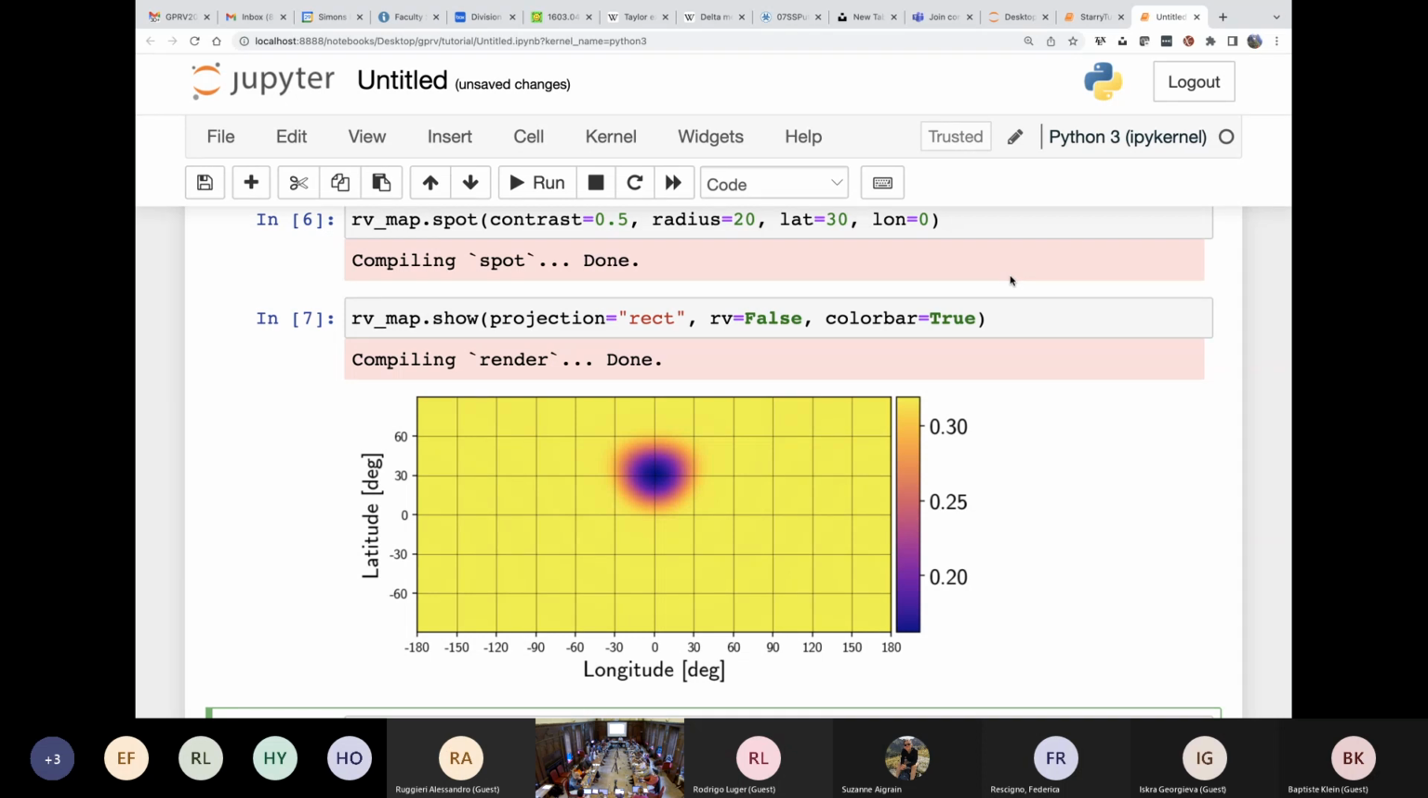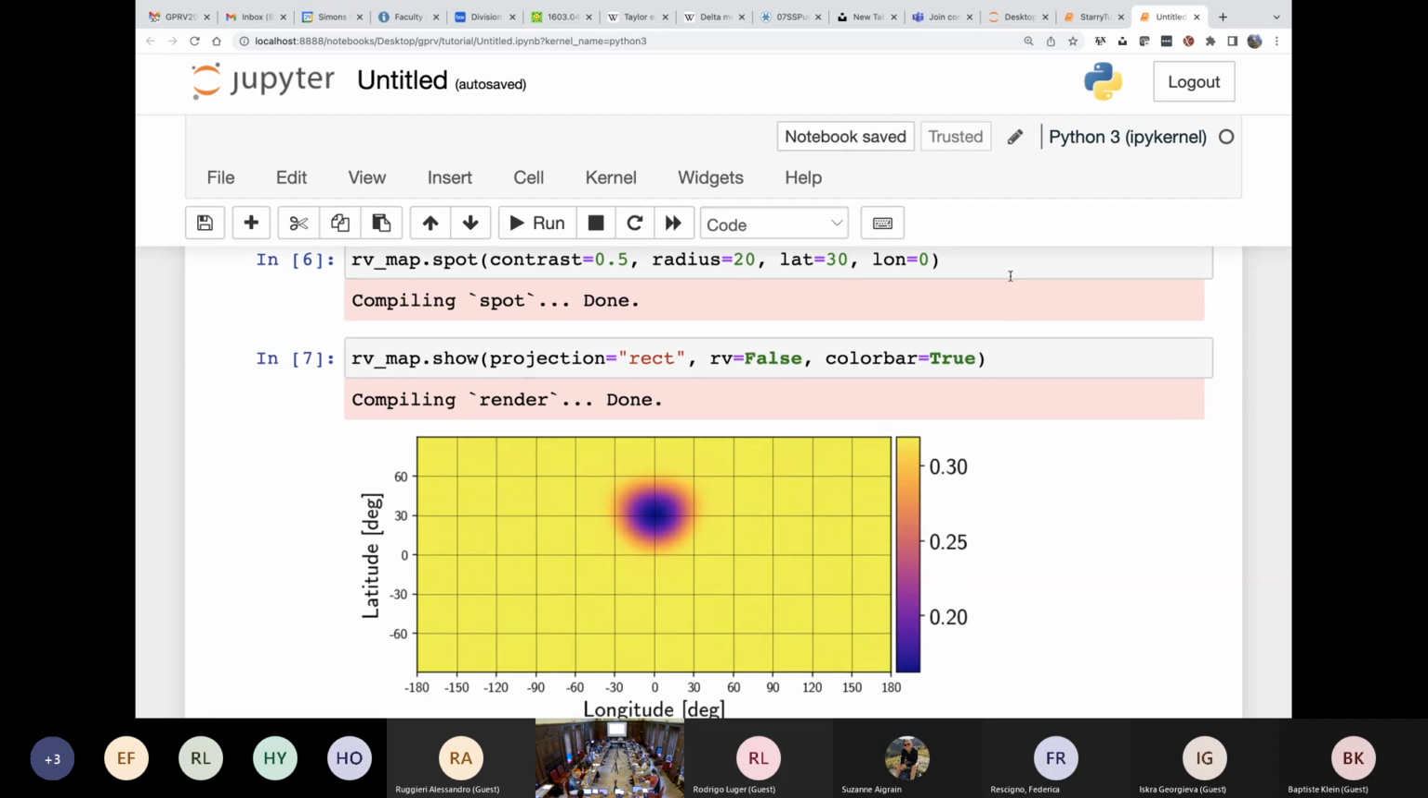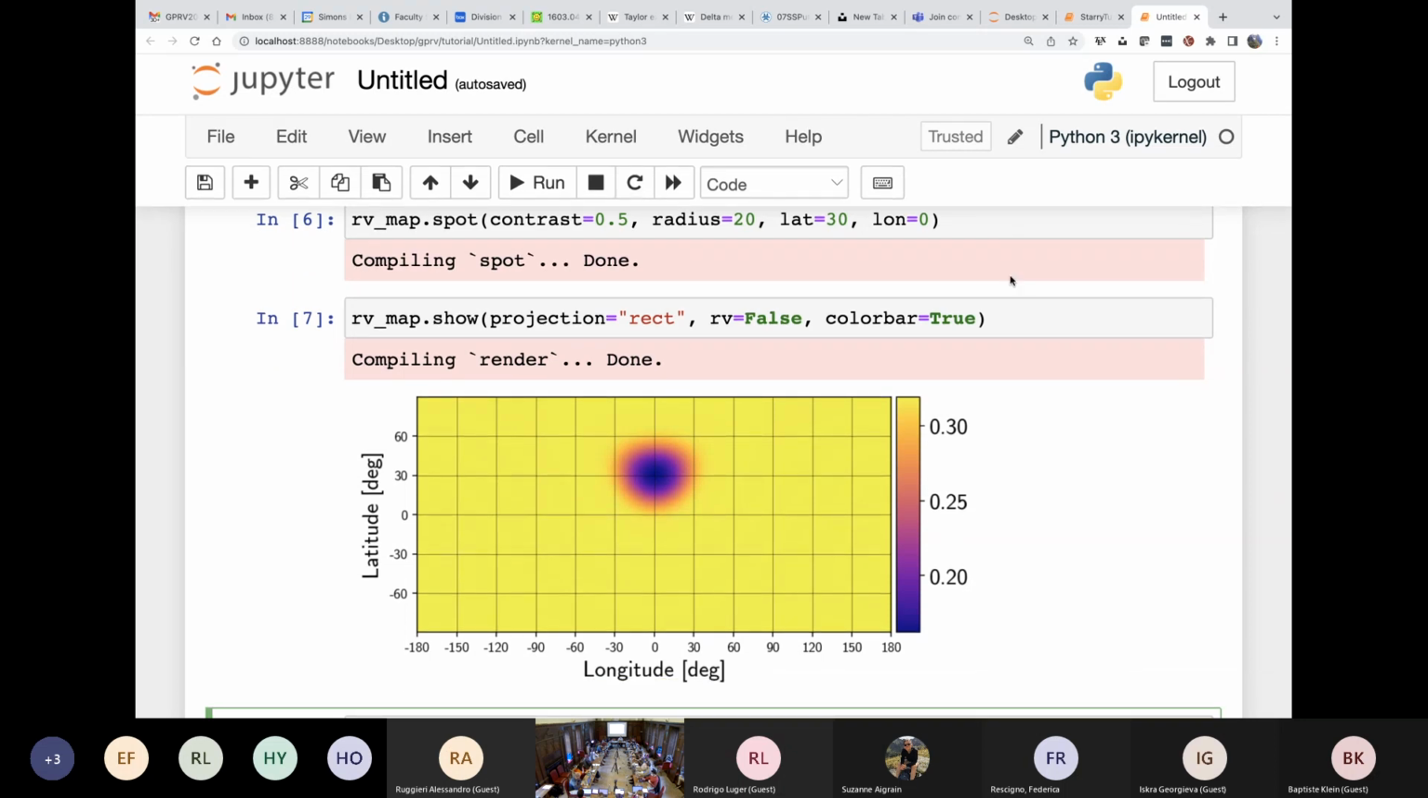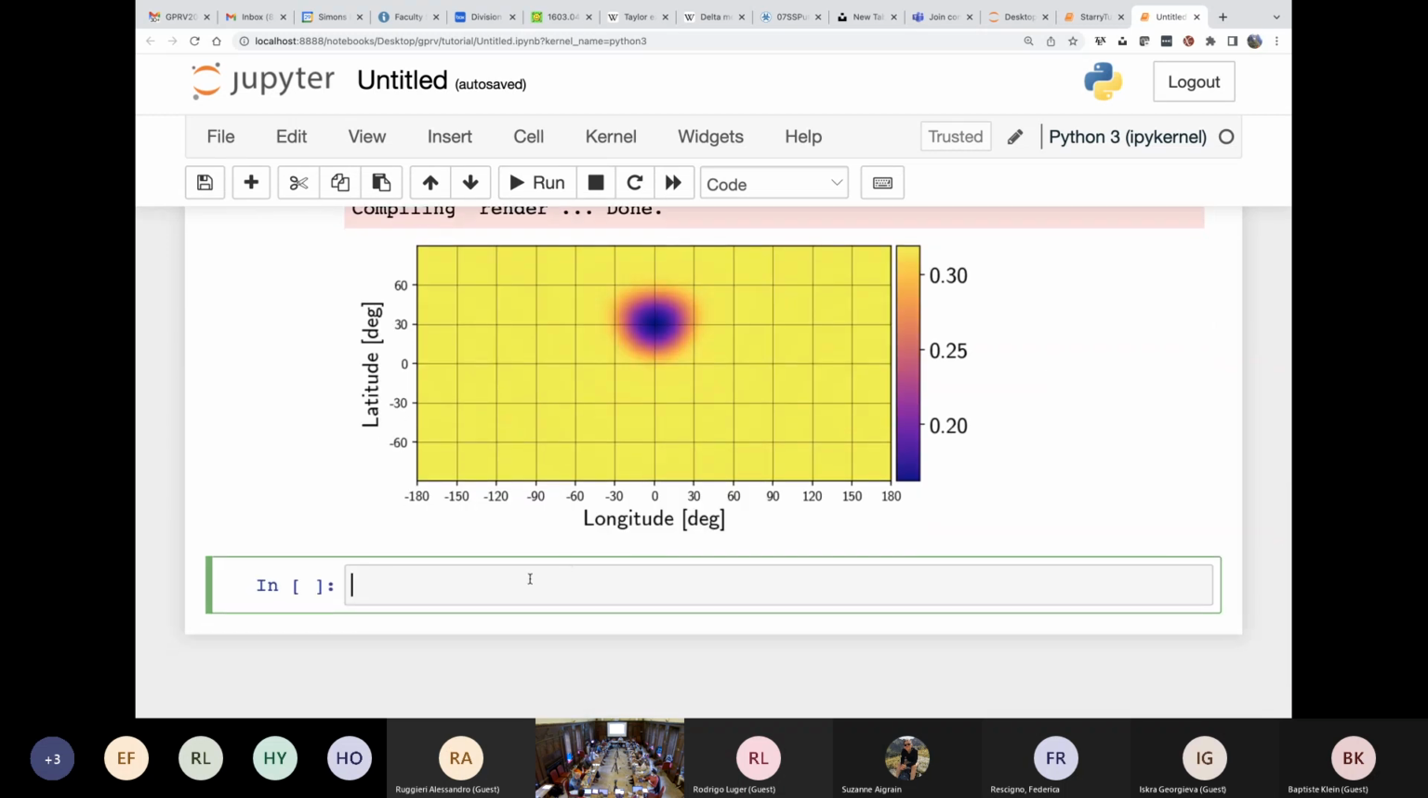Just a quick note about normalization in starry. You'll see that the yellow portion, the background of the star, is at 0.3. That's actually 1 over pi. The reason is that if you integrate 1 over pi over the unit disk, you get 1. And so that's the normalization in starry. If it's a featureless map, it has a flux of 1.